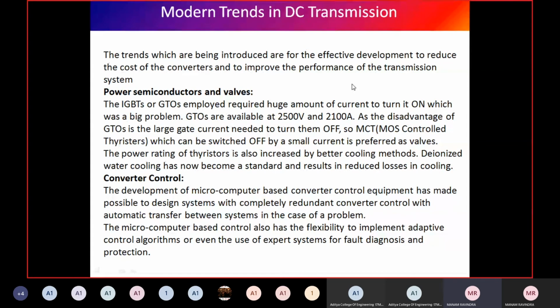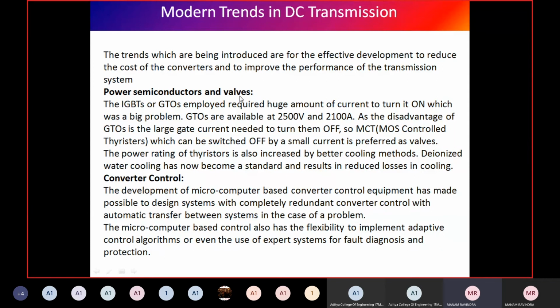Modern trends in DC transmission. Coming to the last topic, this is about modern trends in DC transmission. The trends which are being introduced are for effective development, to reduce the cost of the converters and to improve the performance of the transmission system.